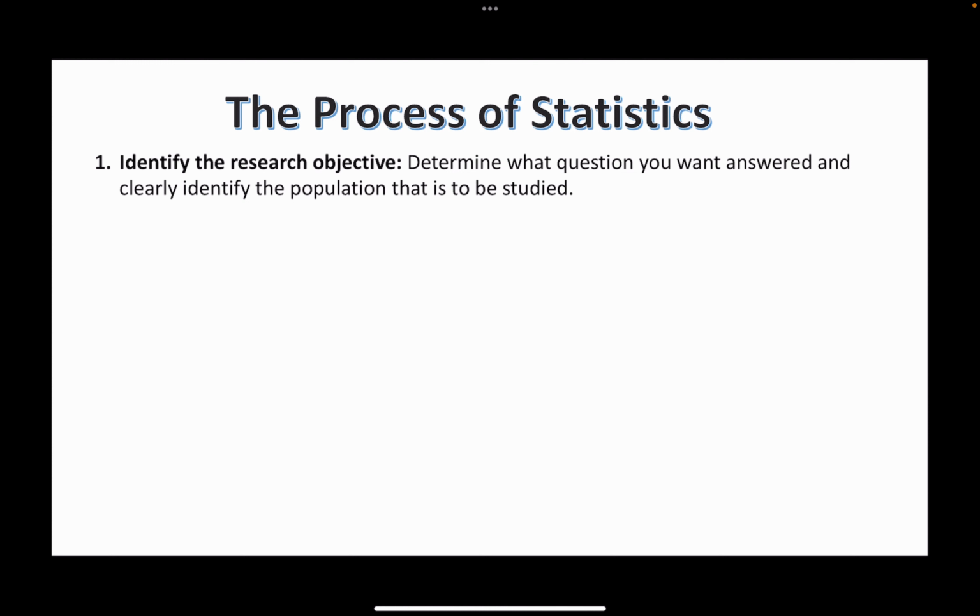So first thing you want to do is identify your research objective. You need to come up with your question. You're not going to start collecting data until you have a question that you're trying to answer with it. So basically you figure out, what do I want to answer? Who is the population I'm dealing with?